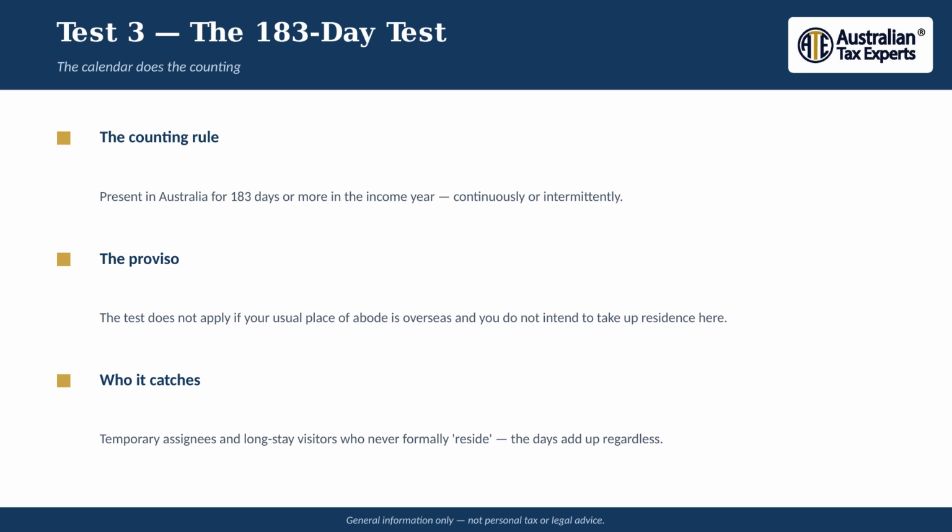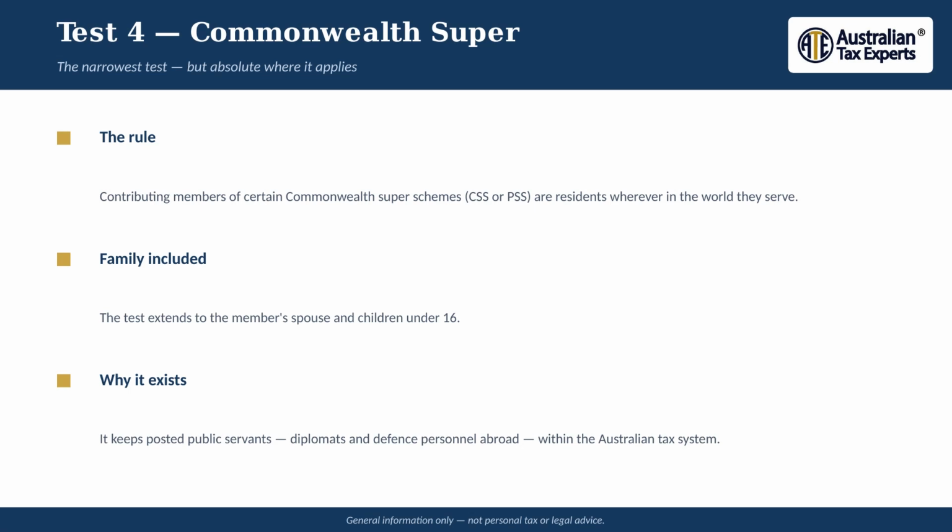The question of where their usual home is still gets asked. In practice, this test matters most for temporary assignees and long-stay visitors who never formally reside anywhere in Australia, but whose days quietly accumulate past the threshold. Test 4 is the narrowest, but where it applies, it is absolute.